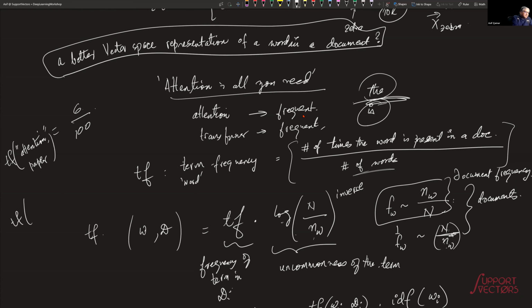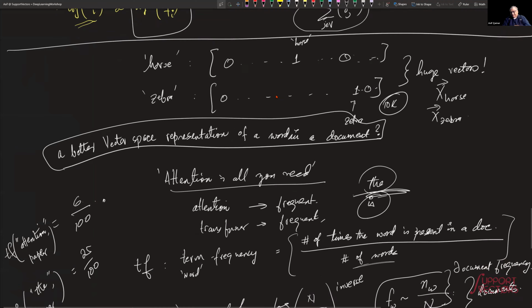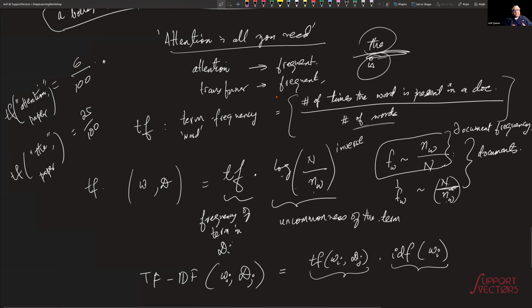Now the term frequency of the word the in the same paper, let me just put a number here for the sake of argument. Let us say that it is 25/100. So if you only look at term frequency, certainly this document seems to be about the, isn't it? But when you multiply it with the log rank of attention, which becomes the inverse document frequency, the uncommonness factor of attention is much higher. Do you see that, guys?